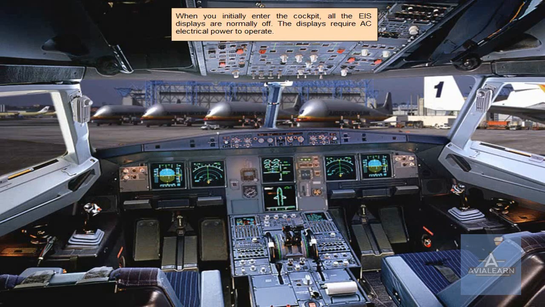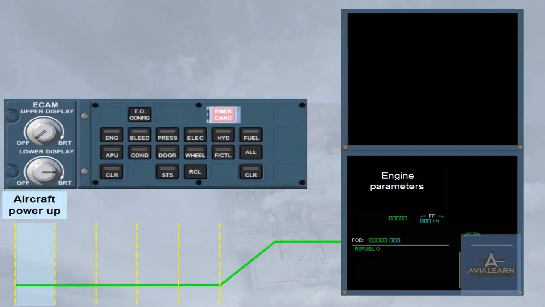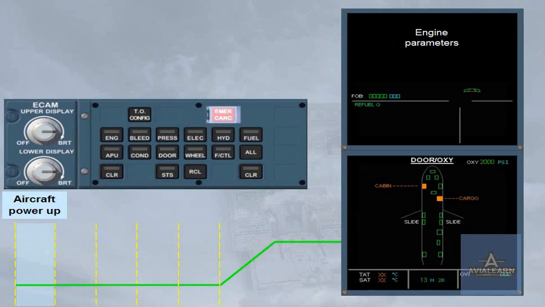When you initially enter the cockpit, all the EIS displays are normally off. The displays require AC electrical power to operate. The engine warning display information is displayed on the upper ECAM screen, and the door oxy system page is displayed on the lower ECAM screen. The door oxy page is what the ECAM system will automatically display, because you are on the ground with the doors open.